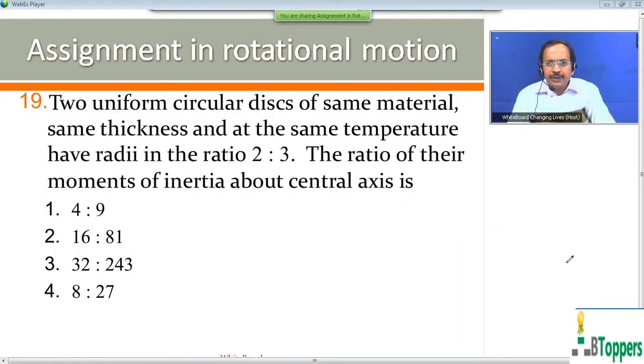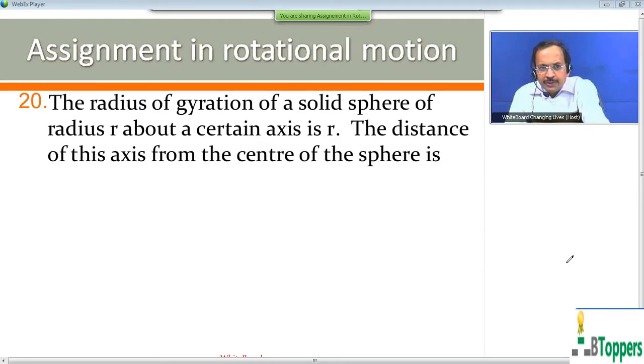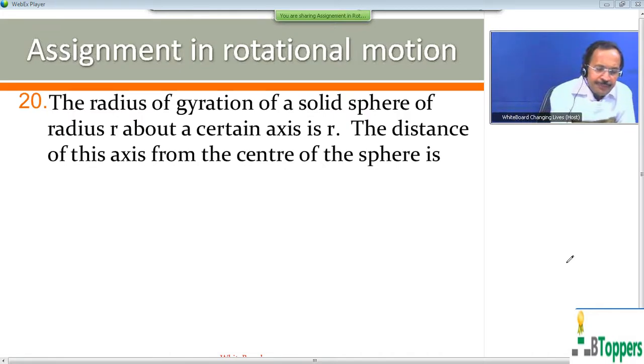So for question number 19, which I have just discussed, the second option will be the answer. Then see the question number 20. The radius of gyration of a solid sphere of radius r about a certain axis is r. The distance of this axis from center of sphere is?